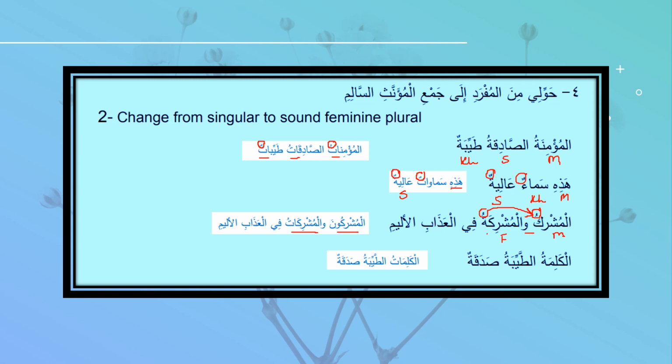So al-mushrikuna with waw and noon, mushrikat with alif and ta, fil adhabil alim. Fil adhab, in the torment, great painful torment. Alim comes from the noun alam. Alam means pain, and alim is the painful. Al-kalimatu tayyibatu, the word tayyib, good word. Sadaqah means it's your charity. So al-kalima is a feminine noun, tayyibatu is sifa for kalima, and sadaqa is khabar.